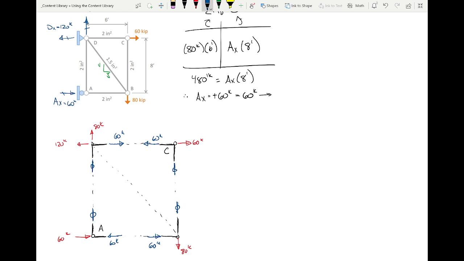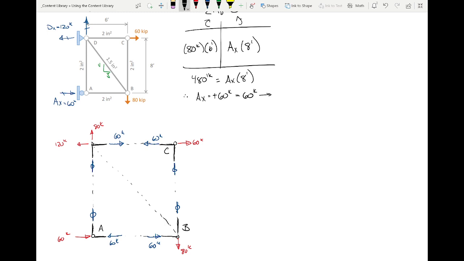With me so far? Now, in terms of this diagonal, does it really matter which one I do? I could do joint B or do joint D. Which one do you want me to do? B. All right, let's do joint B. There's one load here, two loads there. It just seems easier. So let's do joint B.